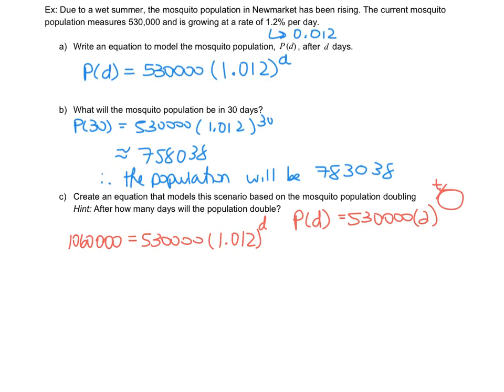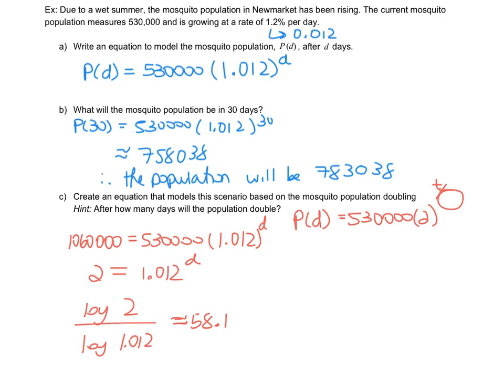So when you divide both sides by 530,000, you're going to get 2. And now we're going to use that little log trick and do log 2 divided by log of the common base we want. And when you do that, you end up with 58.108. Now, you have to decide if you should round that up or down. And the way we do that is by testing it into our equation.